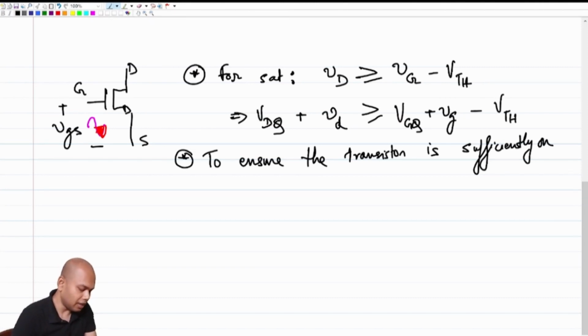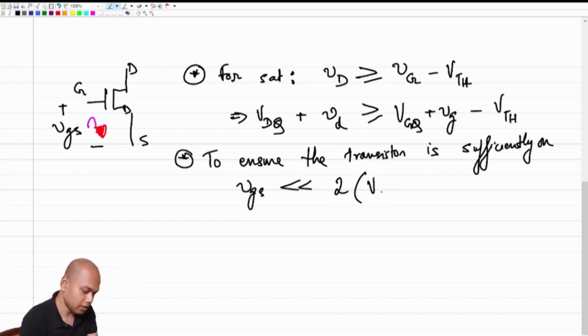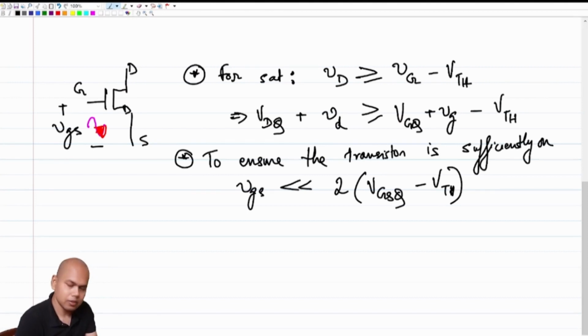And we did the analysis and we saw that we had to ensure that the incremental VGS had to be much less than twice the overdrive of the transistor, right? Twice the quiescent overdrive of the transistor. Correct?